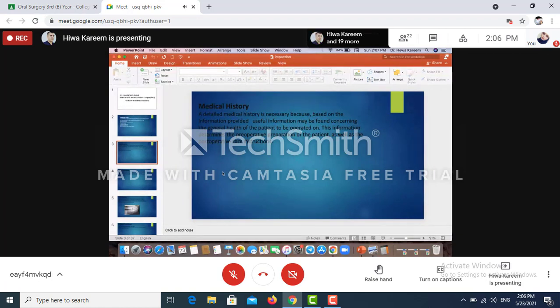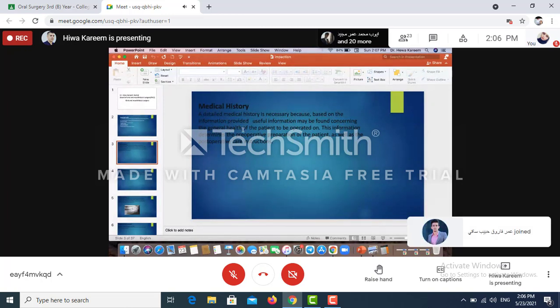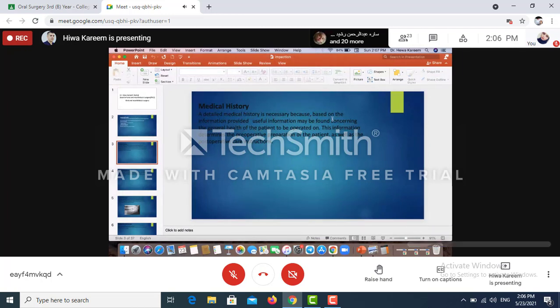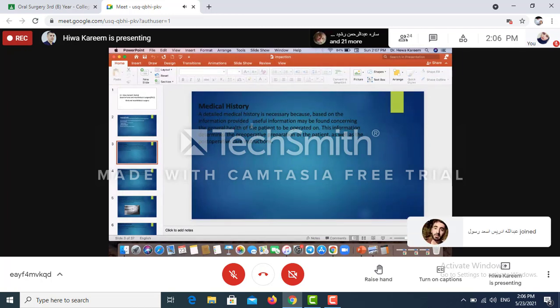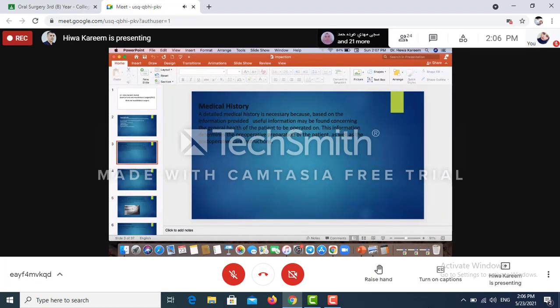Before we do surgery for an impacted tooth, you must take a good medical history, because based on the information provided, useful information may be found concerning the general health of the patient to be operated on. This information is important to determine the preoperative preparation of the patient and the postoperative care instructions. You give the instructions to the patient according to the medical history.